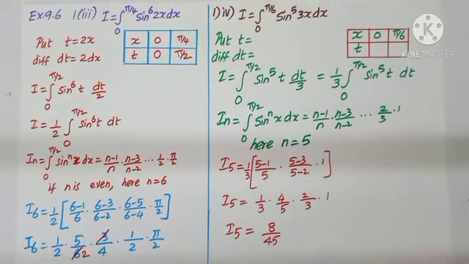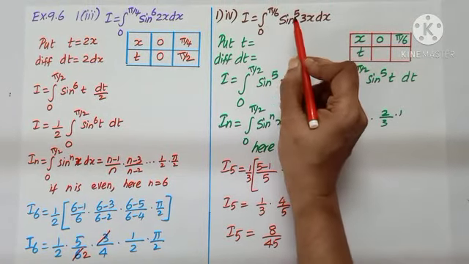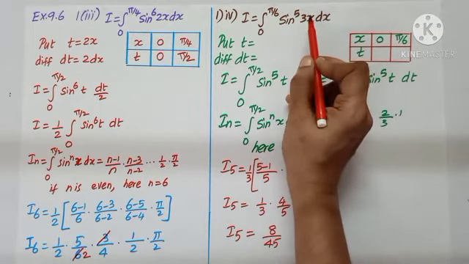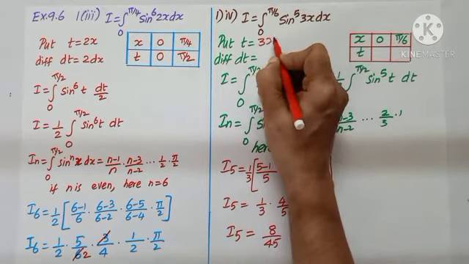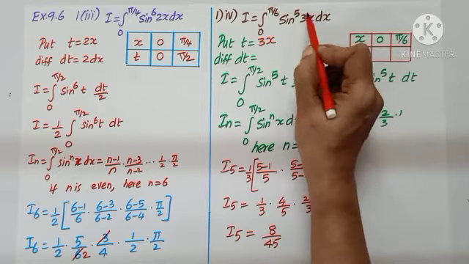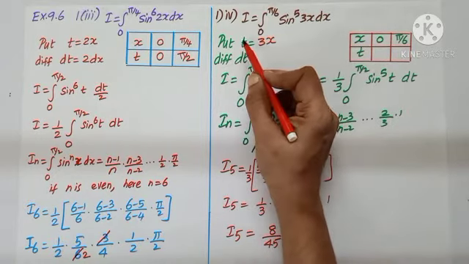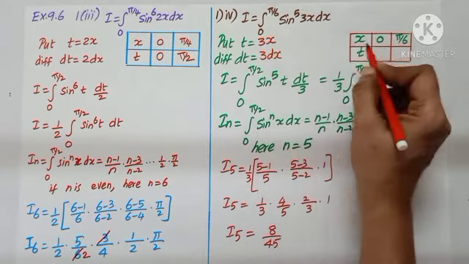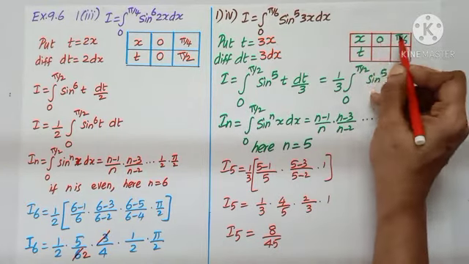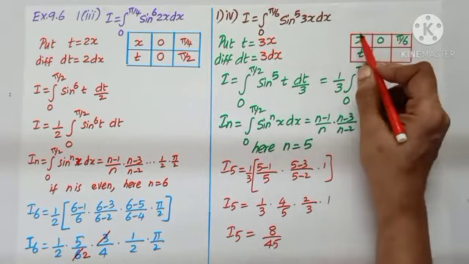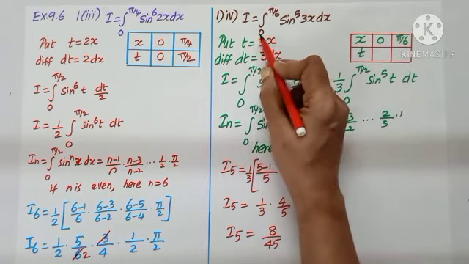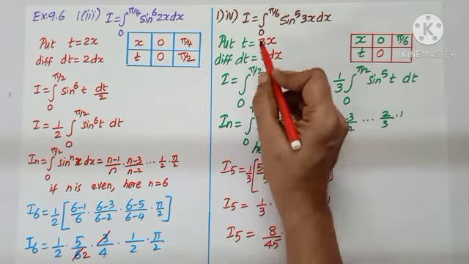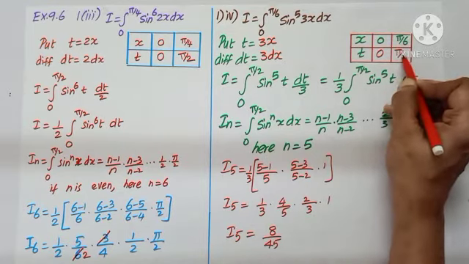Fourth subdivision, integral 0 to pi by 6 sin power 5 3x dx. Again, 3x mustn't come, so put 3x as a substitution. Whenever I substitute t, differentiate, 3 dx becomes dt. Changing the limits, 0 to pi by 6 is the x limit. When x is 0, t will be 3 into 0, 0. When x is pi by 6, t will be 3 into pi by 6, that is pi by 2.